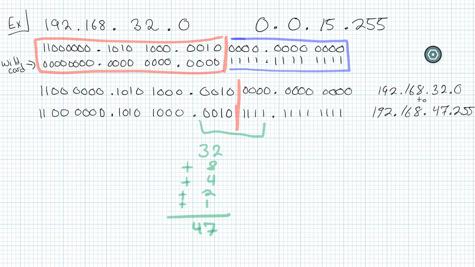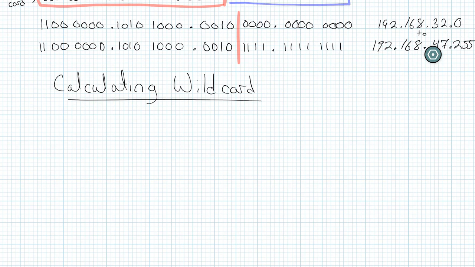So it's not the whole network, it's just a section of the network, which can be quite useful to be able to do. I'm just going to erase my calculations here. That's how we can use wildcard masks to calculate ranges, which can be quite useful. It allows us to split up ranges into different things. So we're now going to look at calculating wildcards.